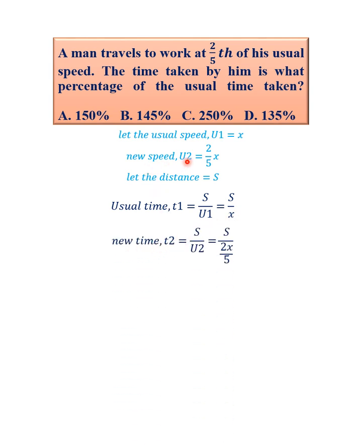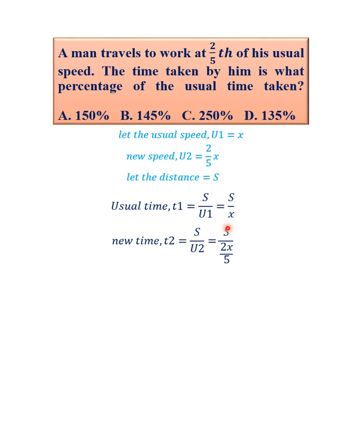Now let's calculate the new time t2. If the new speed is u2, we say the new time is t2. T2 will be equal to the distance. Remember, it's the same distance we are talking about. S all over the speed, the new speed, u2. Remember, the new speed is 2/5 of x. So we have distance s all over 2x over 5. 2/5 of x is simply 2x over 5.